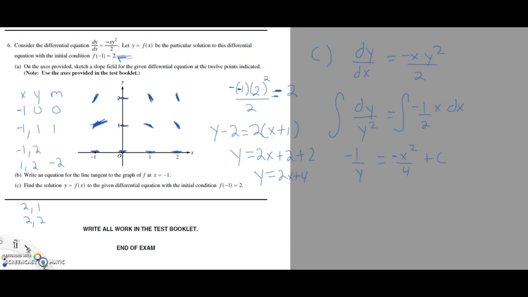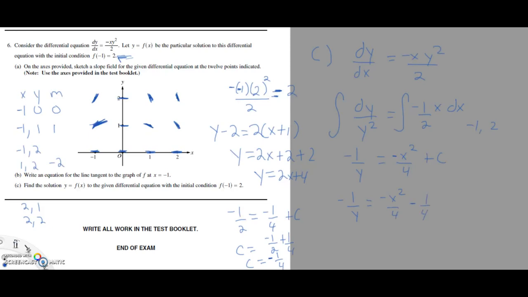Plug in your condition now. So we have negative 1 comma 2. When we plug that in, let me do the work over here on this side so I'm not in the way. Negative 1/2 equals negative 1/4 plus c. So c equals negative 1/2 plus 1/4. That's going to be 2/4. So c equals negative 1/4 because that part's bigger. Okay, so now we have negative 1 over y equals negative x squared over 4 minus 1/4.